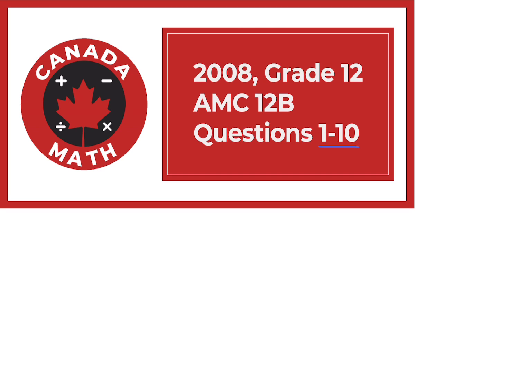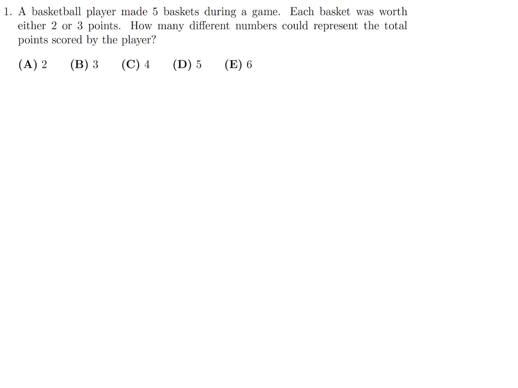Questions 1 through 10 on the 2008 Grade 12 AMC 12B. A basketball player made 5 baskets during a game. Each basket was worth either 2 or 3 points. How many different numbers could represent the total points scored by the player?